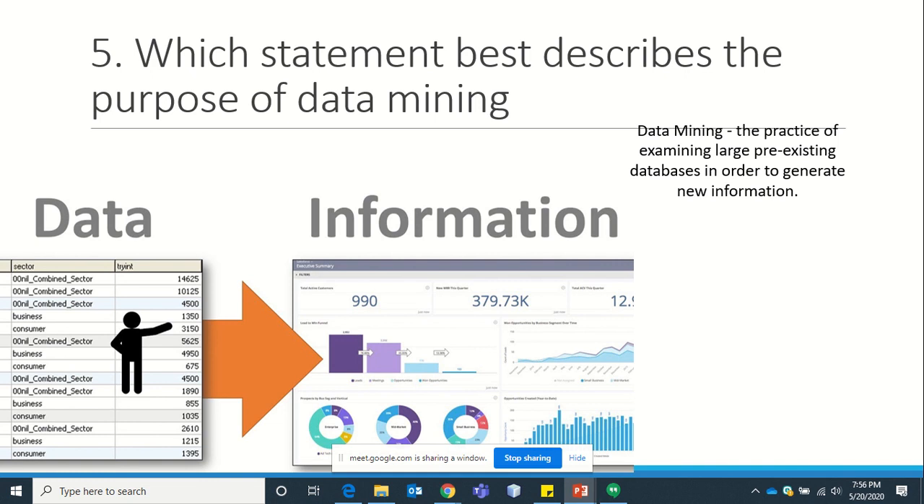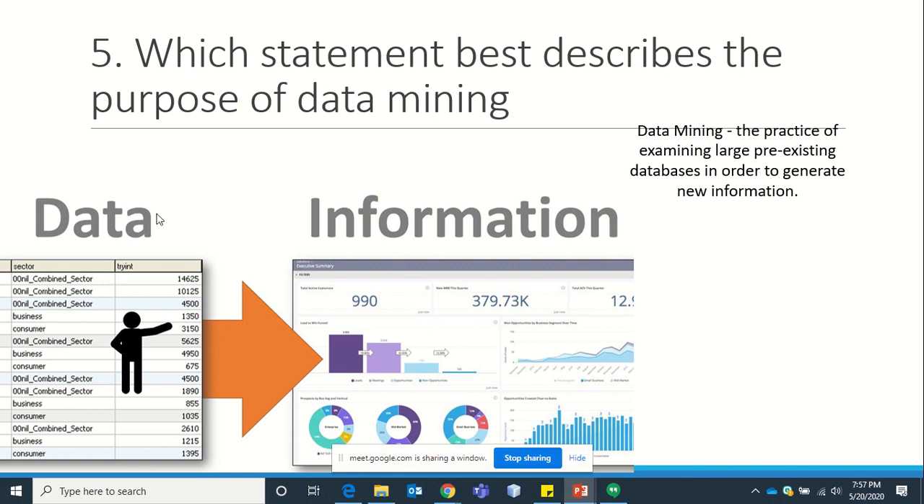So they have to keep these data, right? Data mining is the practice of examining large pre-existing databases in order to generate new information. According to IT, we actually have a concept, something like this.